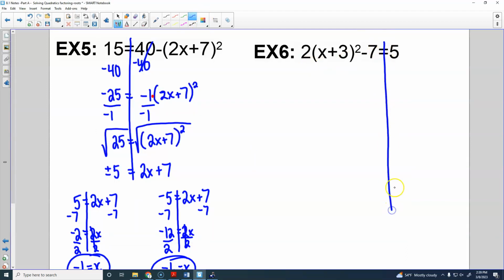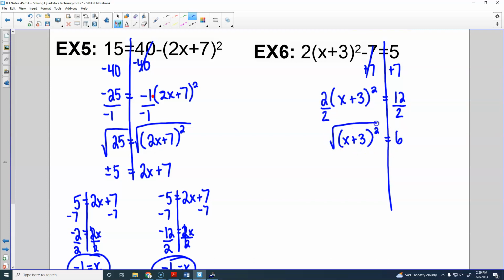So, if we solve this, what's the first thing that we should do? Add that 7. So I've got 2 times (x + 3) squared equals 12. What should I do next? Divide by 2. So I've got (x + 3) squared is going to equal 6. Then I will square root both sides. On that left side, I'll just get x + 3.